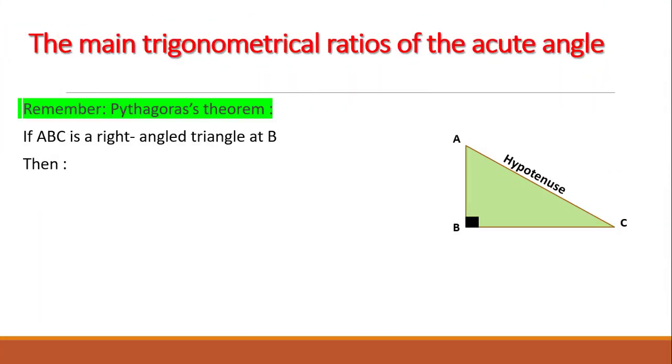Okay, let's continue. Do you remember Pythagoras Theorem? It's very important to know how to get a missing side length in a right angle triangle. Here, for example, we have a right angle triangle ABC.